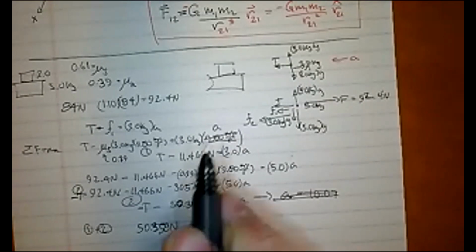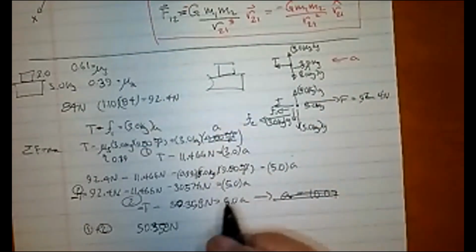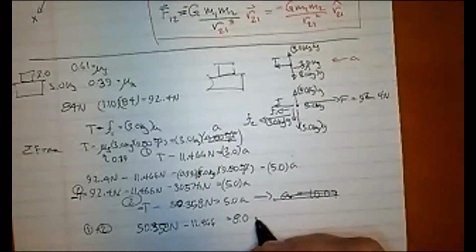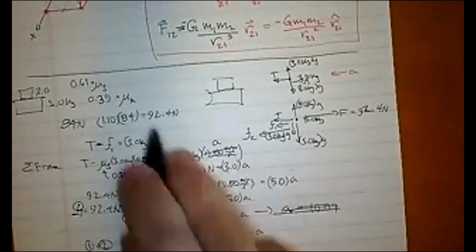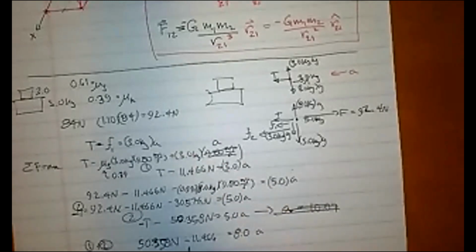50.358 newtons minus F1, which we found was 11.46, is equal to 8.0A, because 3 and 5 is going to add. So just adding those 2 equations gave me this. And now I'll do 50.358 minus 11.46. And that gives me 38.892.